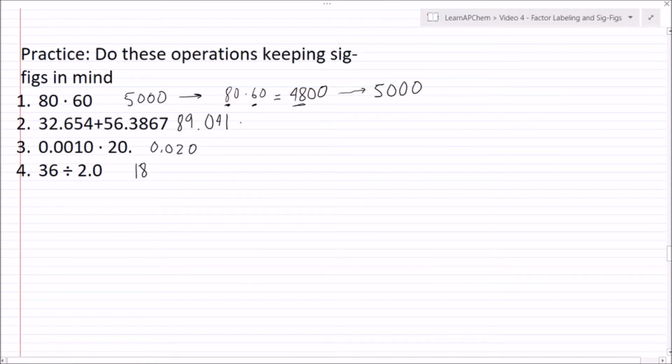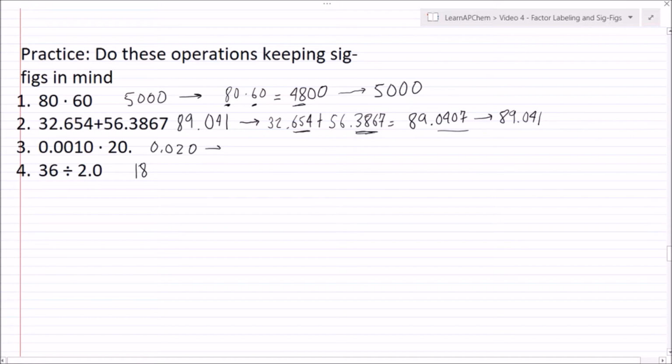Now the second one, again, I'm just going to be adding 32.654 and 56.3867. Now if I do that operation, I'm going to end up with 89.0407. And we can see here that this last one has 4 decimal places, and our first one has only 3, so our answer needs to have 3 decimal places as well. So we're going to round that to 89.041.